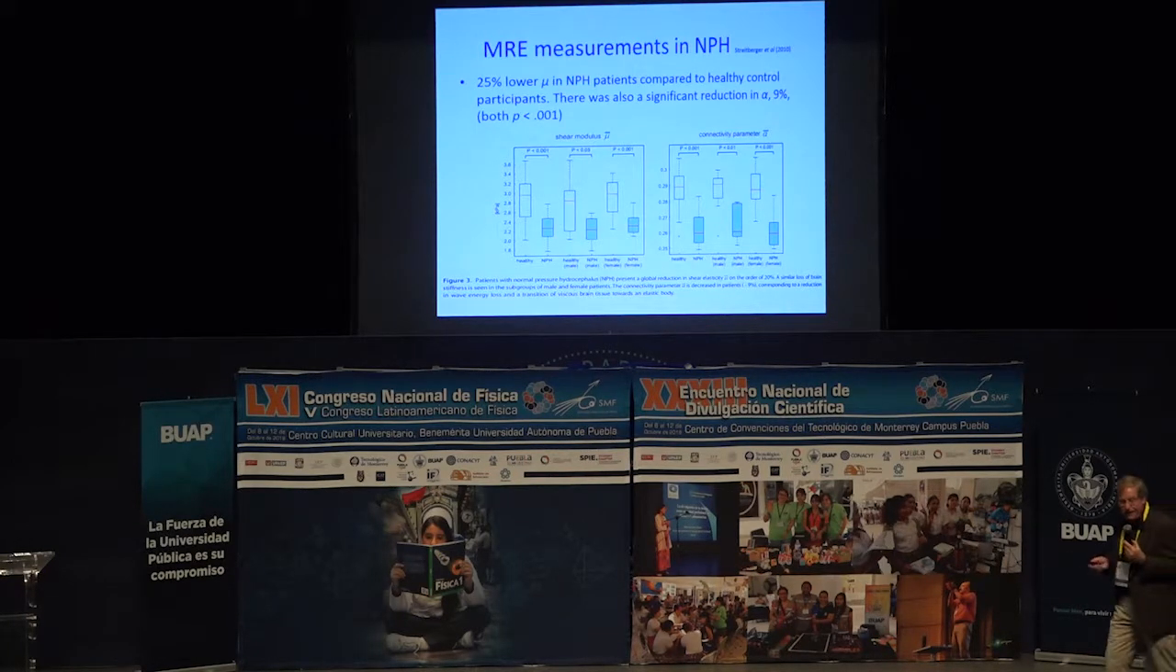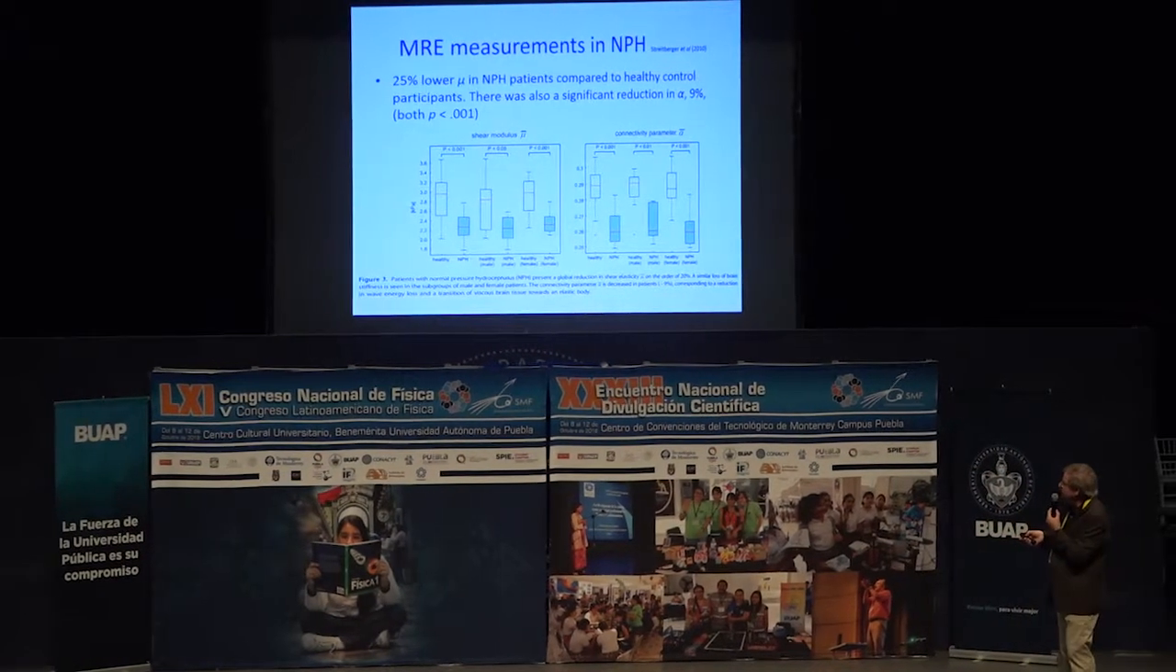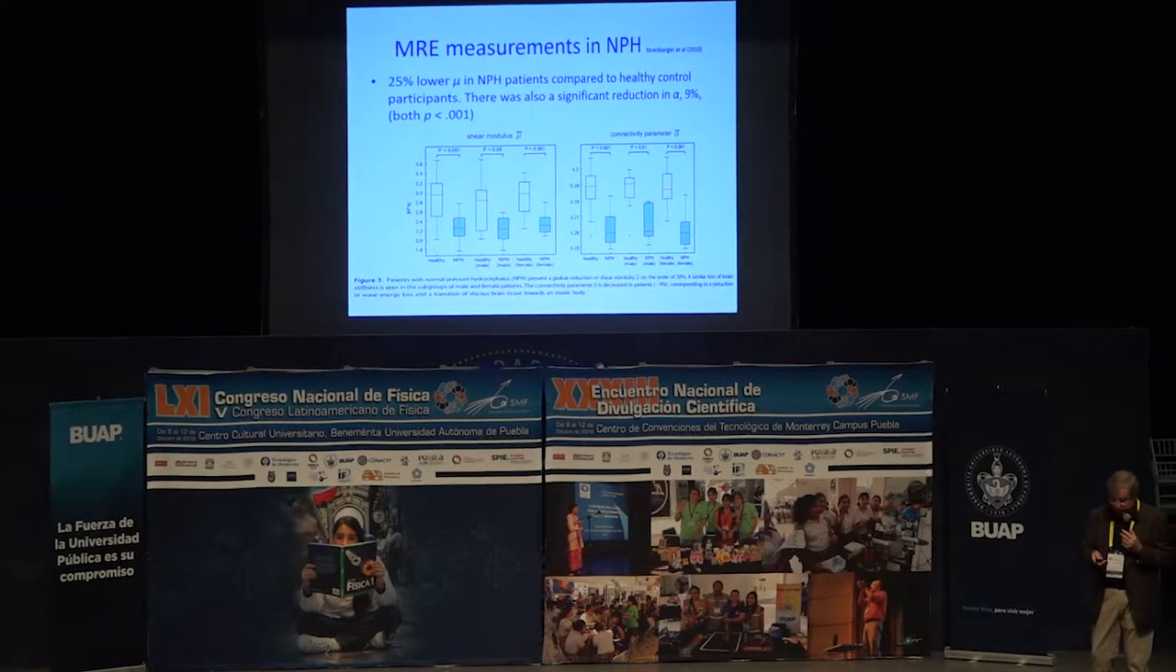All right, so what about these patients with normal pressure hydrocephalus? What we measured is that in patients with normal pressure hydrocephalus, mu decreases by a huge amount, 25%. And the permeability decreases by about 9%, right?